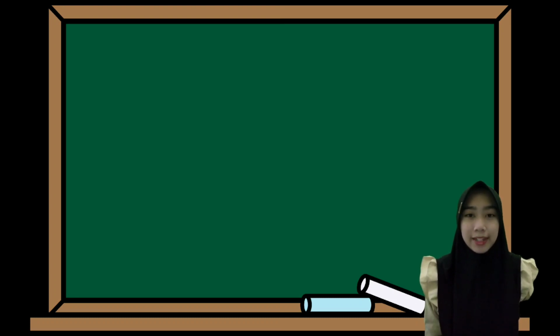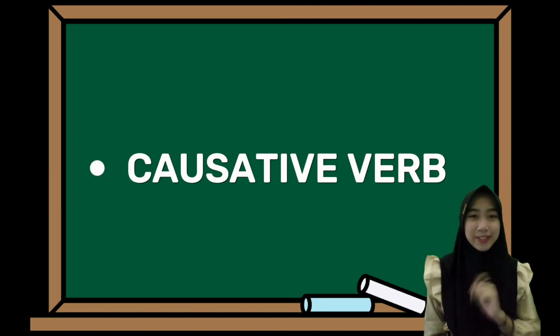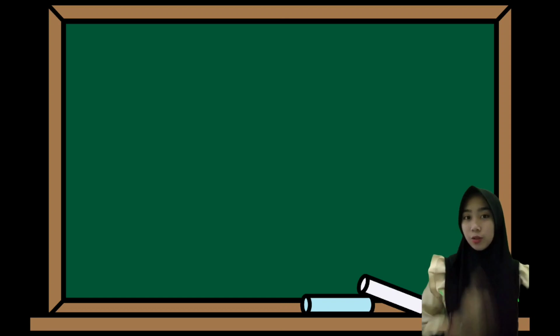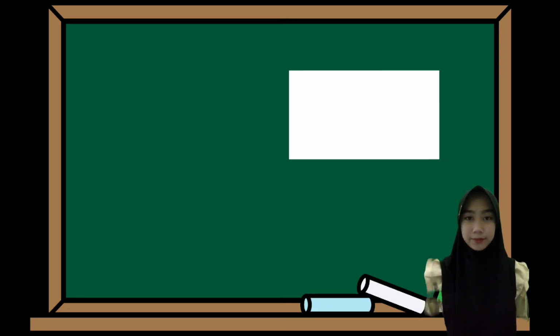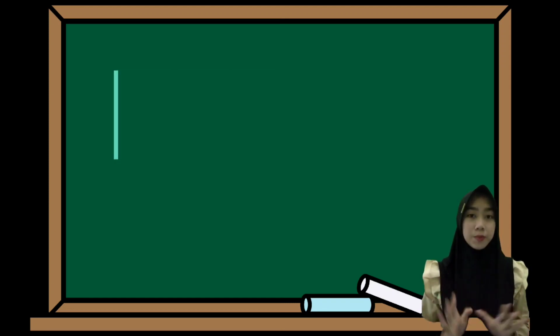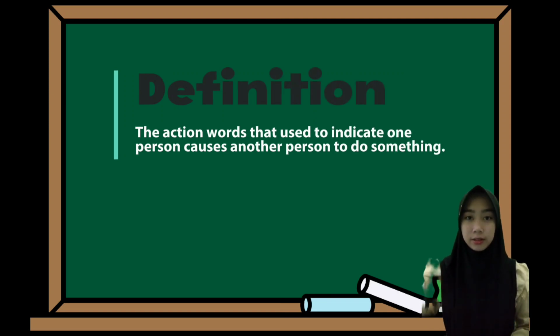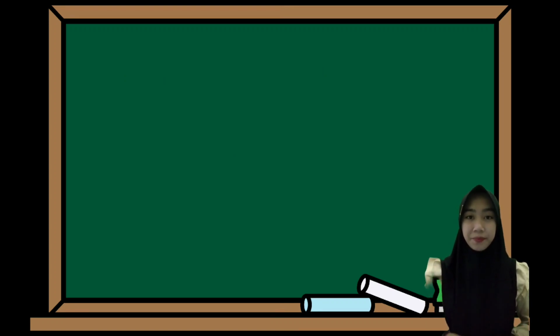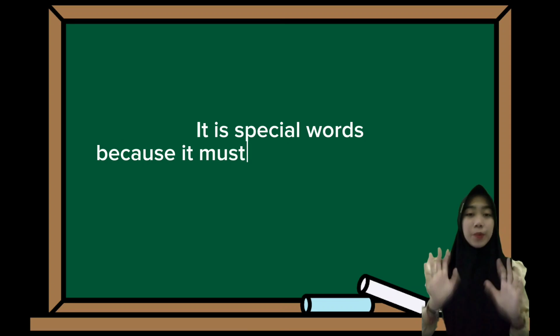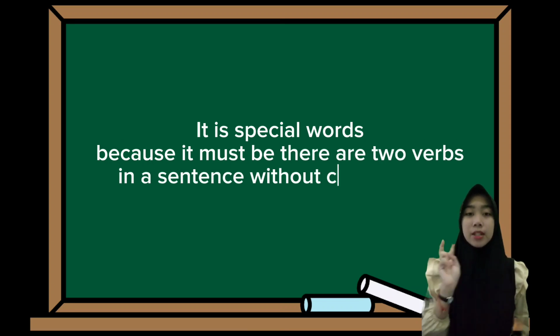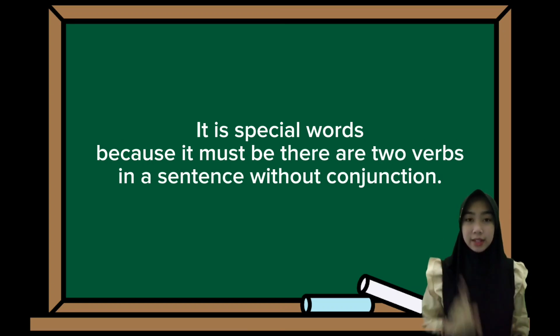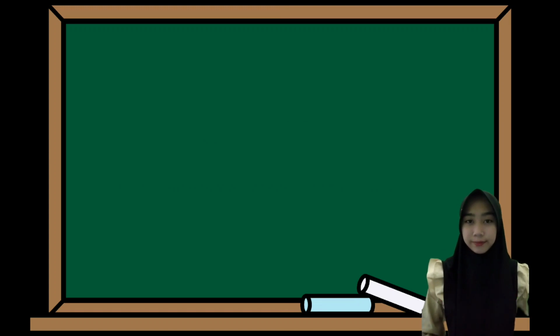I'm from TBI 6D class, and on this occasion I would like to explain about causative verbs. Do you know, guys, what causative verbs are? Causative verbs are action words used to indicate that one person causes another person to do something for the first person. This verb is very special because there must be two verbs in a sentence without any conjunction.